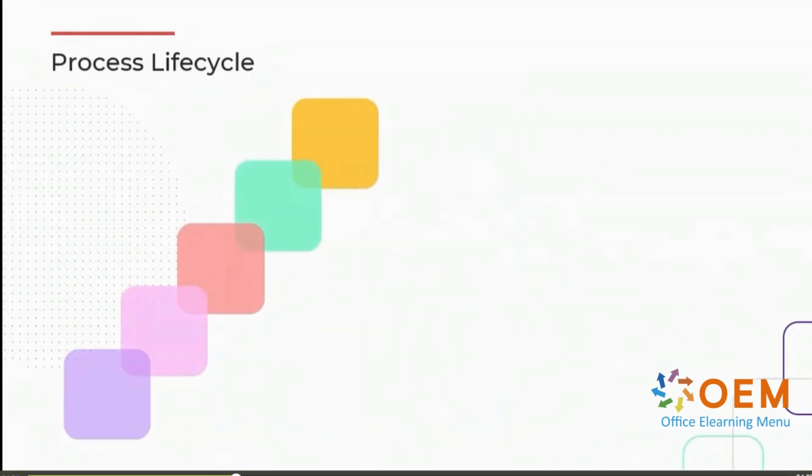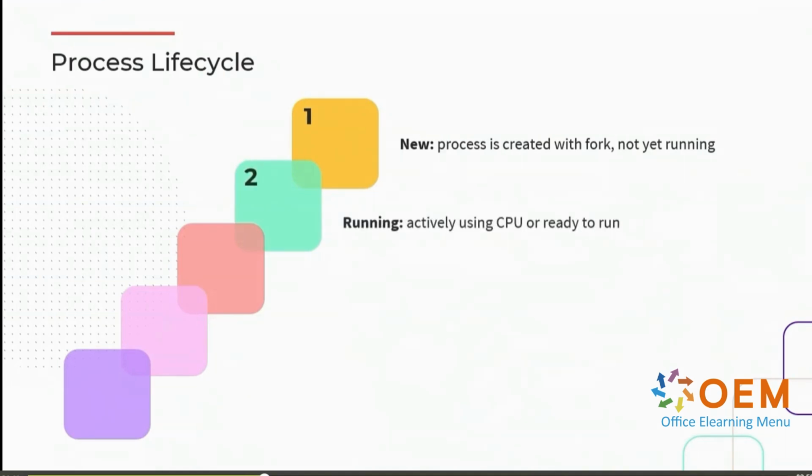Let's walk through the stages in the process lifecycle. The first stage is new, created. This is when the process is born. It's just been created with fork, but hasn't started doing anything yet. The next stage is running. The process is now executing on the CPU, performing its job. Or it might be ready and waiting for its turn on the CPU.